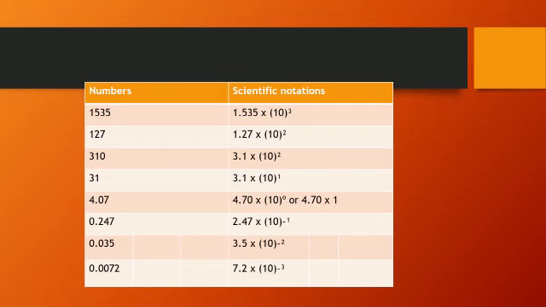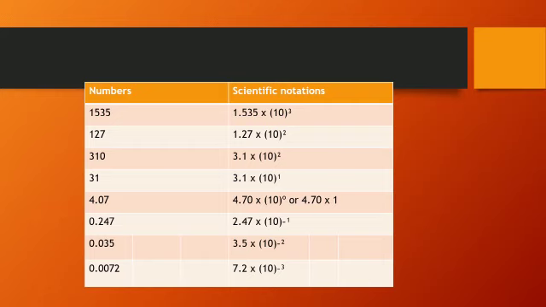The number 127 is written as 1.27 into 10 raised to power 2. 310 is written as 3.1 into 10 raised to power 2. 31 is written as 3.1 into 10 raised to power 1. 4.01 is written as 4.70 into 10 raised to power 0 or 4.70 into 1.